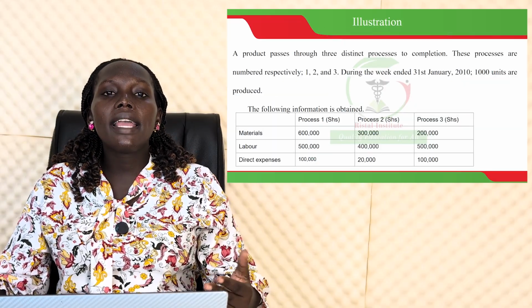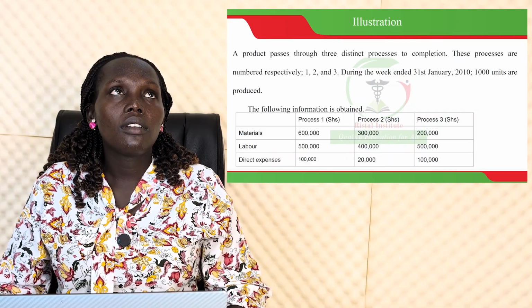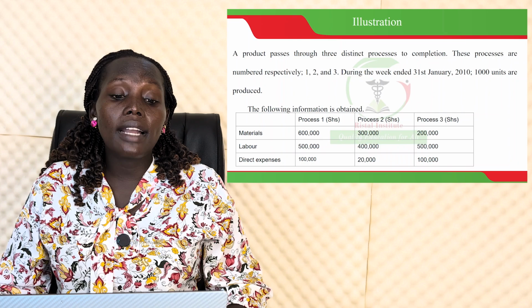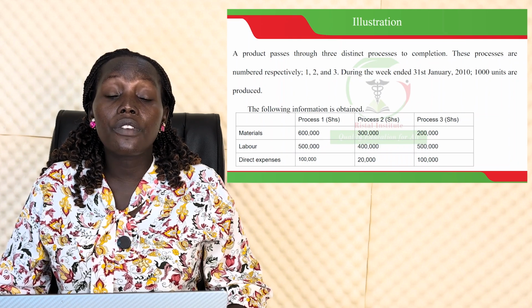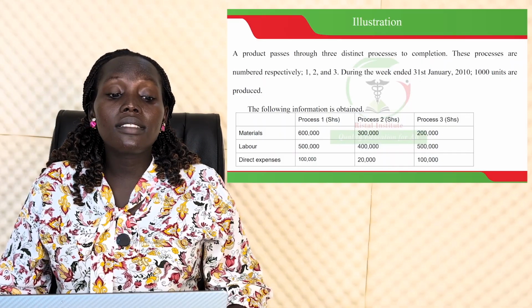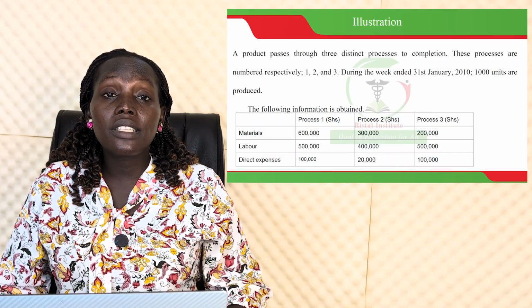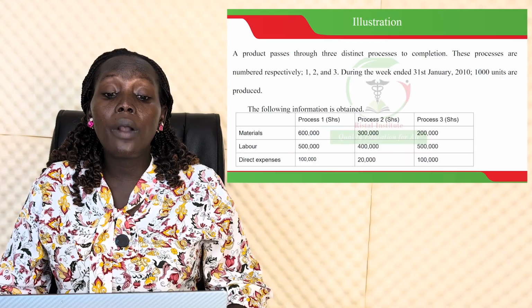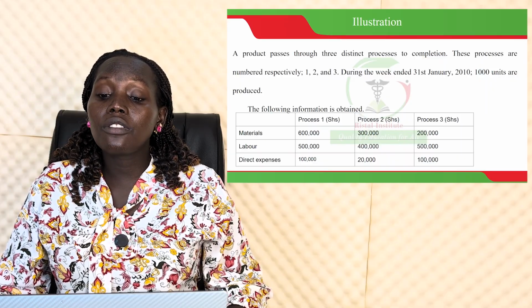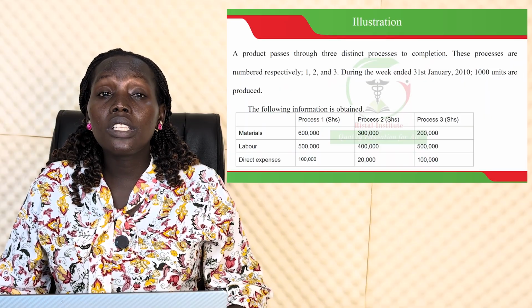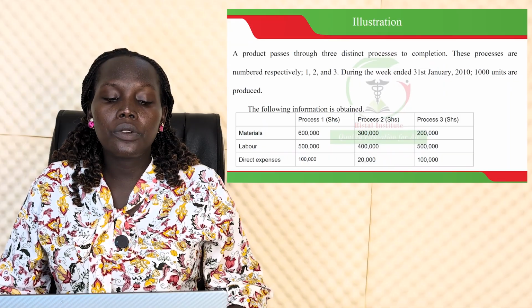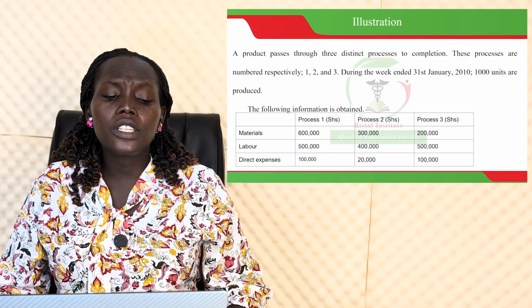So let's look at our illustration. A product passes through 3 distinct processes to complete. These processes are numbered respectively: we have process 1, 2, and 3. During the week ended 31st of January 2010, 1,000 units are produced. So the following information is obtained.